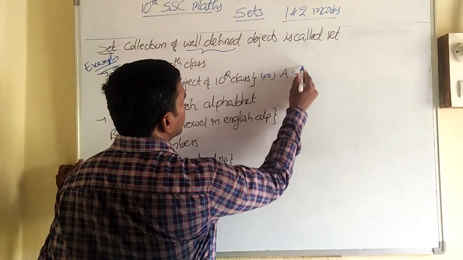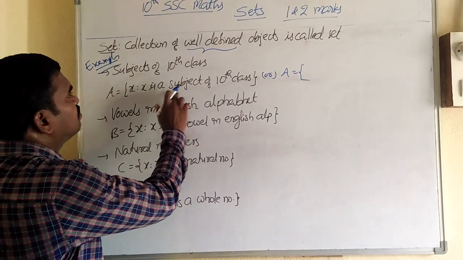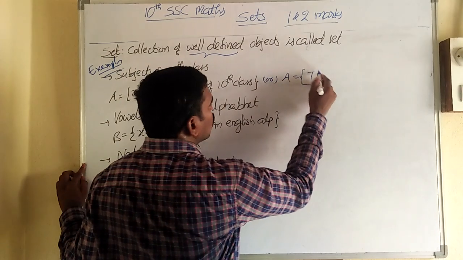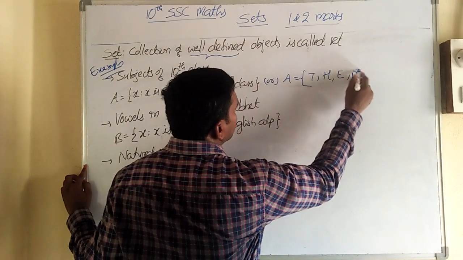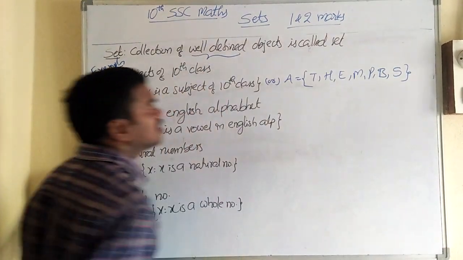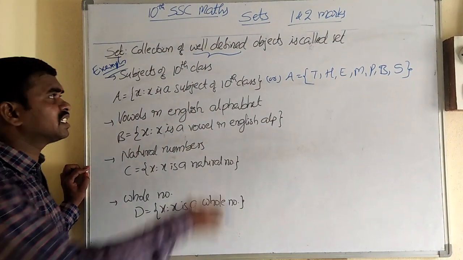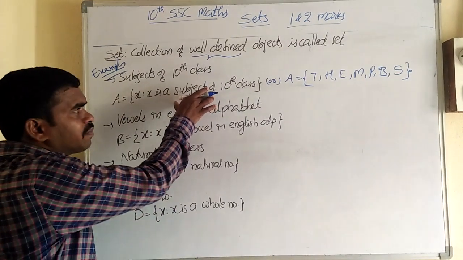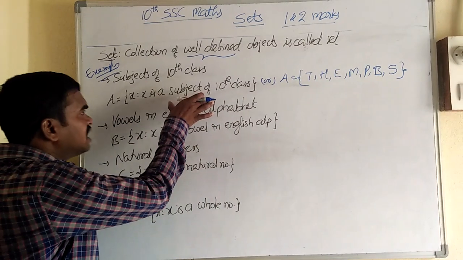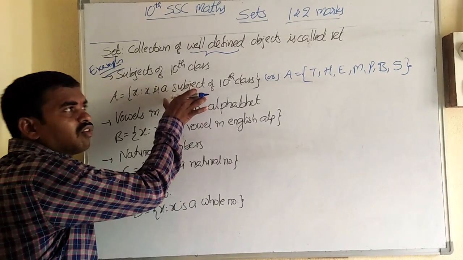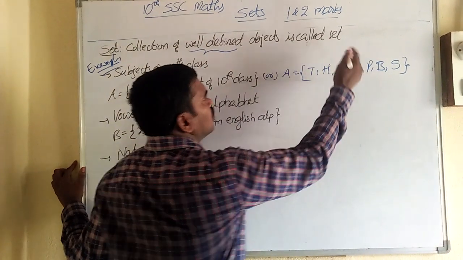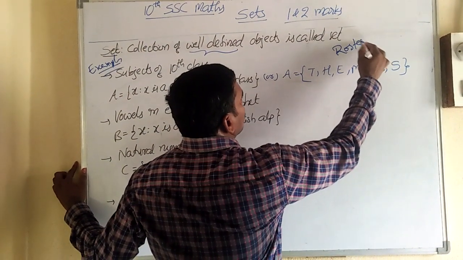We can write set A equals, what is this? Subjects of 10th class. What are the subjects of 10th class? Telugu, Hindi, English, Maths, Physical Science, Biological Science, Social. So this is a set. We can represent it in two ways: in statements and in a list of elements. If we write in statements, that is called set builder form. If we write a list of elements, it's called roster form. So this is called roster form.